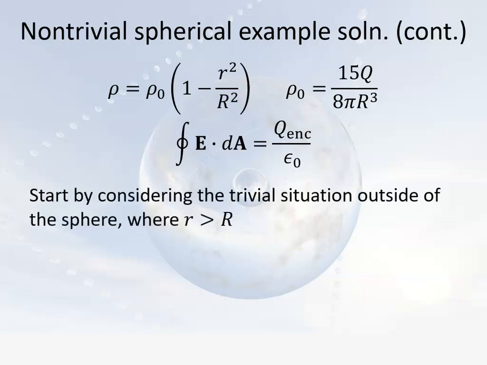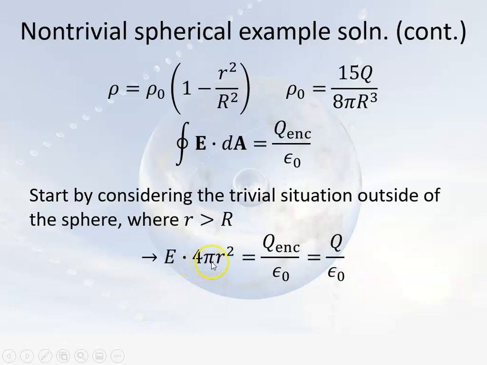So now, first, consider the trivial situation outside of the sphere, where little r is greater than big R. Little r being the radial coordinate, big R being the radius of the sphere. Well, again, that's trivial because we already know it. It's a spherically symmetric charge distribution. That's just going to be E equals kq over r squared. That is little r, and that is big Q. And that's because, again, total charge enclosed by an imaginary Gaussian sphere of radius little r is big Q.